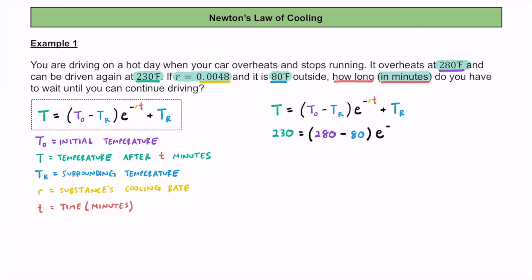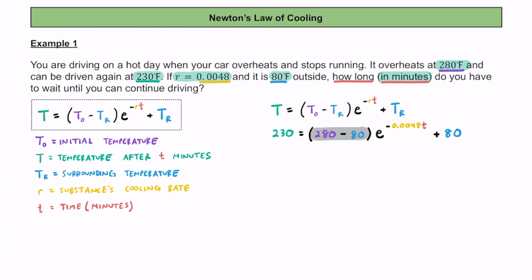So R is going to be 0.0048. We're going to multiply that by t, which is actually what we're looking for. So let's keep that lowercase t the same up here. Let's add on T sub R again, which we know is the surrounding temperature, and that's going to be 80. All right, next, let's simplify this a little bit here.